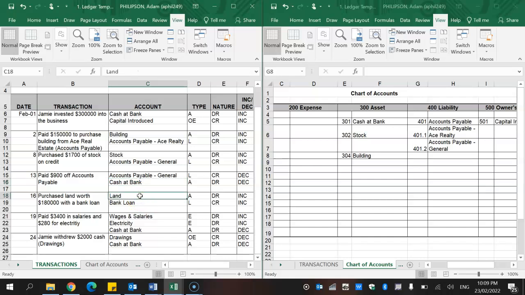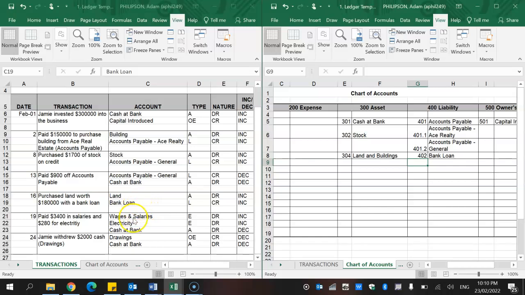Land. I think what I'm going to do here, let's consolidate this, let's call this land and buildings. Okay, so I'm going to change that, land and buildings. All right, so land and buildings, we move on. Bank loan, that's a liability, so we're going to make that 402. Bank loan 402.